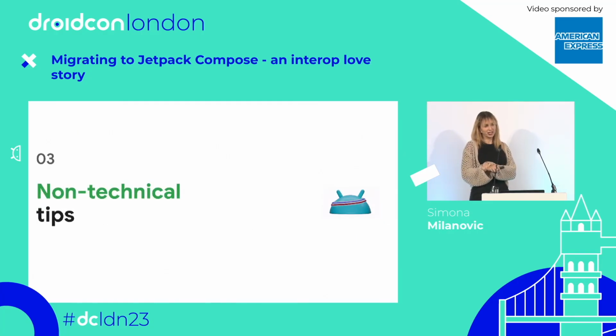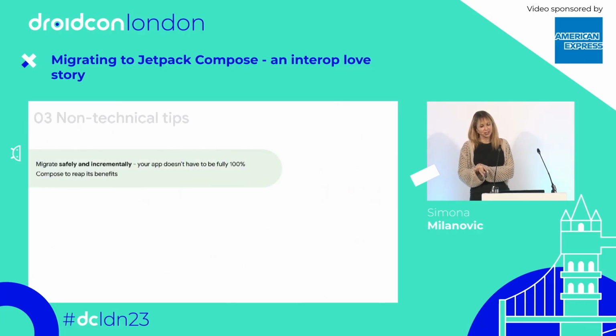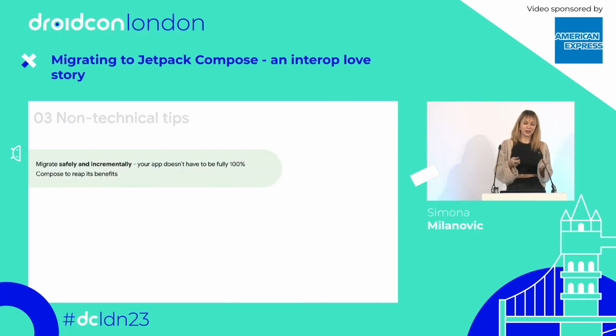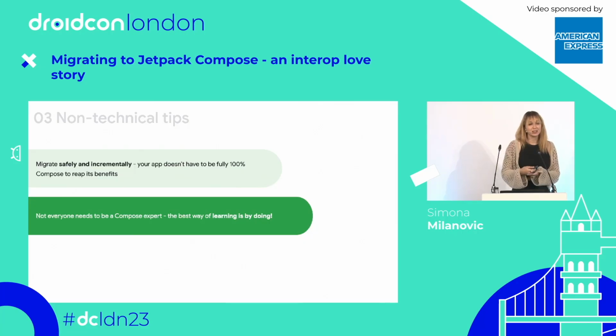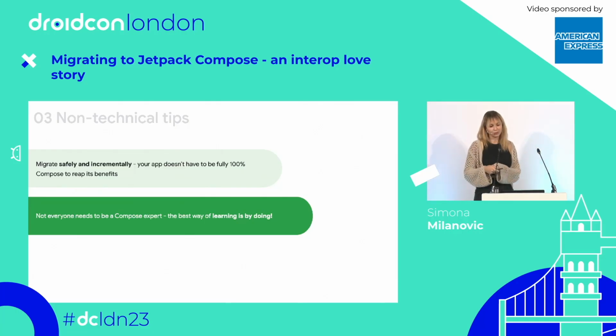Now, since our line of work still requires some human touch, let's quickly cover some of the non-technical tips that might help you through this process. Migrate safely and incrementally the code that you feel comfortable or just slightly uncomfortable migrating. And do remember that your app does not have to be 100% composed to reap its benefits, and you can rely on interop. Not everyone needs to be a Compose expert to start writing Compose code. You can learn on the go, while writing or reviewing someone else's code.